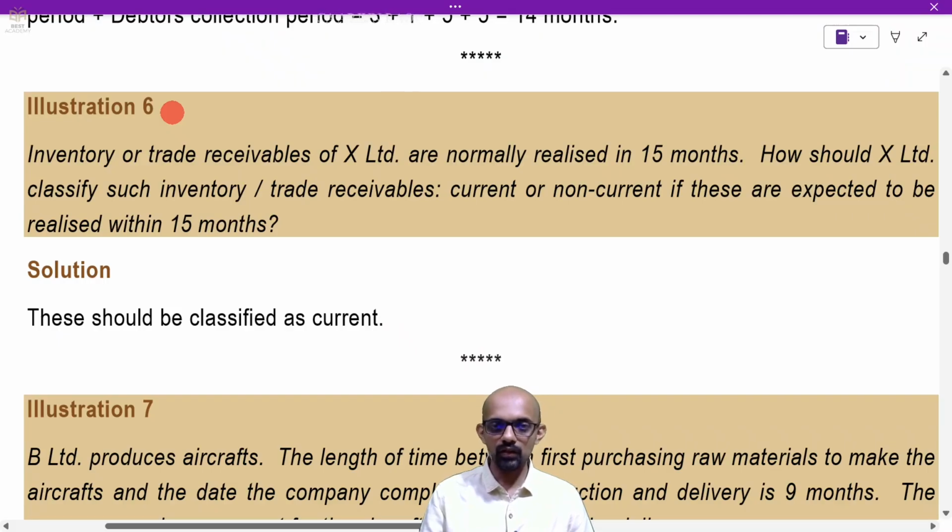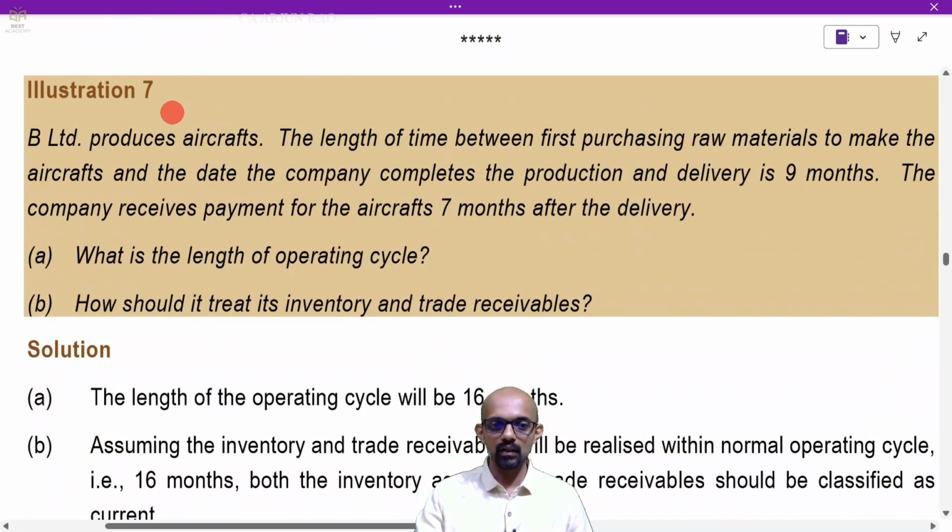In illustration 6, operating cycle is given in the question. So a very straightforward question, we just analyze based on that. In illustration 7, they have given raw material plus WAP plus finished goods holding period as 9 months and debtors collection period as 7 months. So we add both, we get 16 operating cycle. So inventory and trade receivable, if expected to be realized within the 16 months, then it will be current.